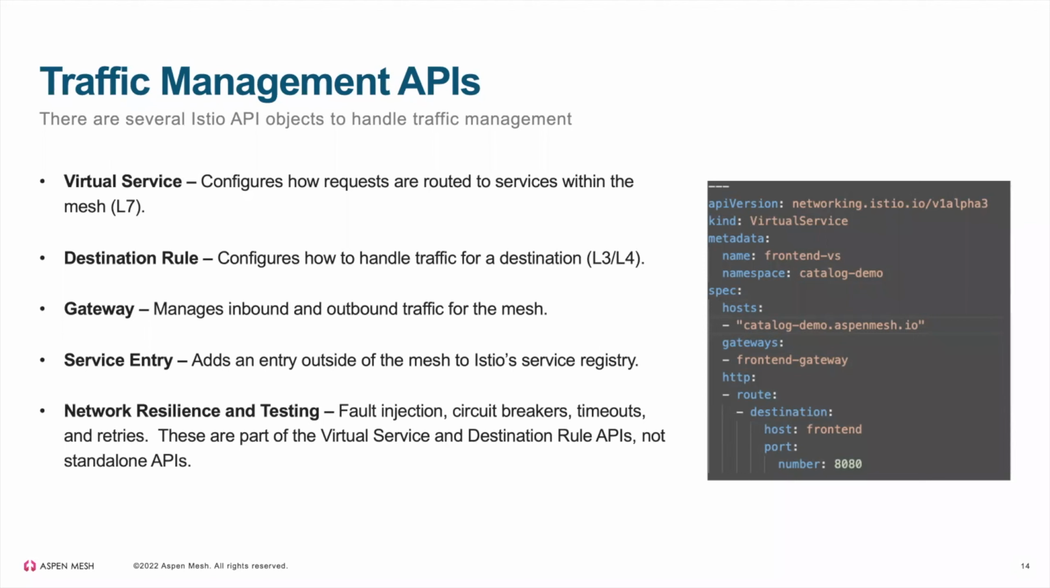A service entry is a special type of API object that will add an external service by host name to the service registry. So that's how you can control where egress traffic is allowed to go, by turning on the outbound traffic policy to registry only, and then adding service entries for allowed external services. And then all the resilience and testing features that we talked about, these aren't standalone APIs, they're really different configurations within a virtual service or destination rule. That's also how you configure a lot of these resilience and testing features.